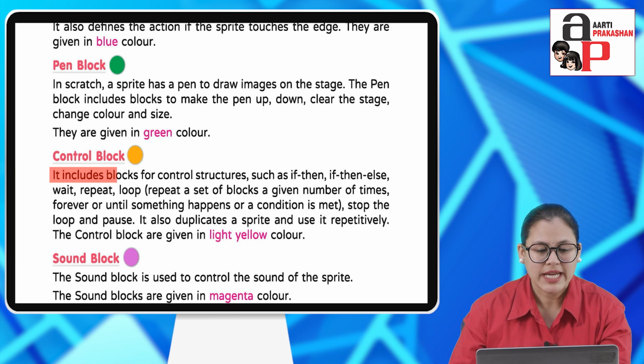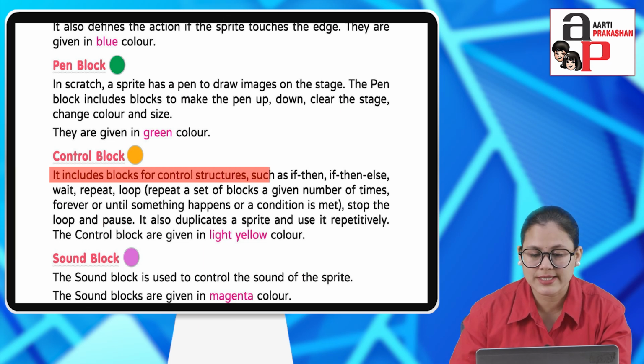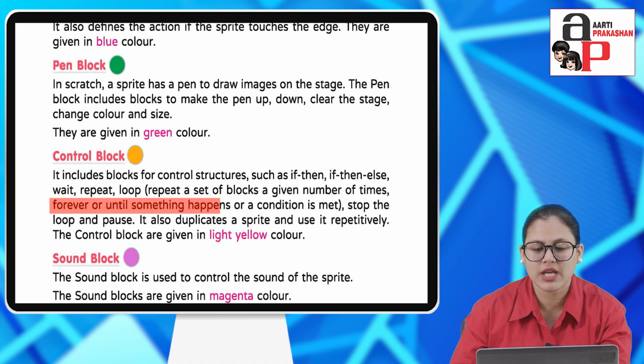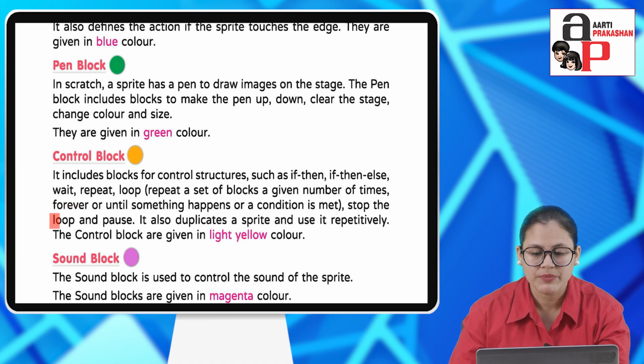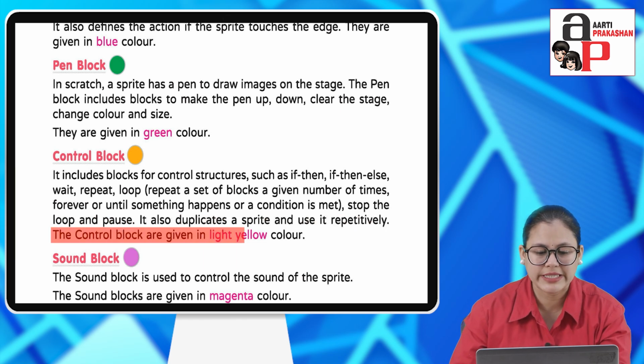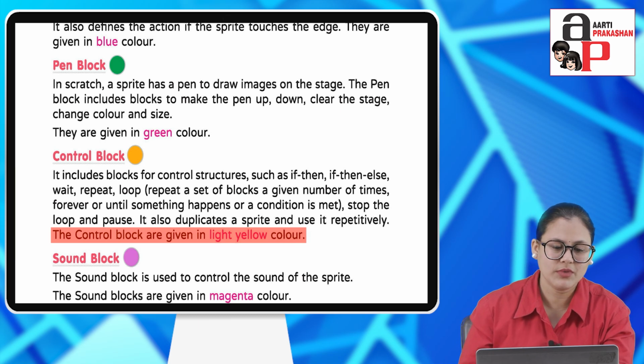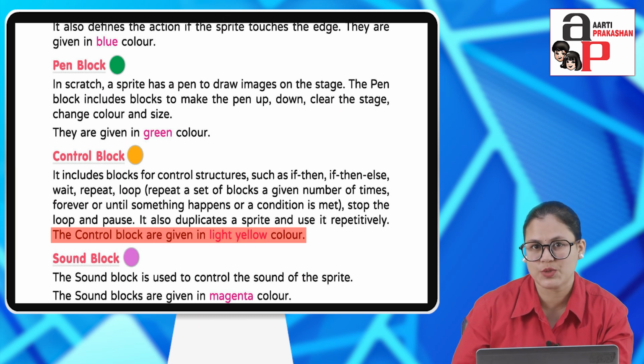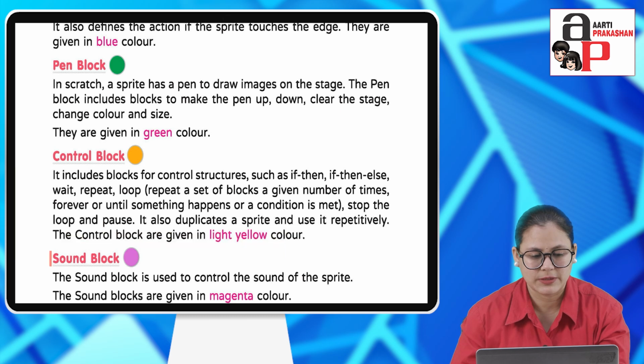Next, control block. It includes blocks for control structures such as if then else, wait, repeat, loop. Repeat a set of blocks a given number of times, forever or until something happens or a condition is met. This is loop. Okay. Stop the loop and pause. It also duplicates a sprite and uses it repetitively. The control blocks are given in light yellow color. Okay. So control blocks are in light yellow color, and what does it do? It duplicates a sprite. Okay, and uses it repetitively.